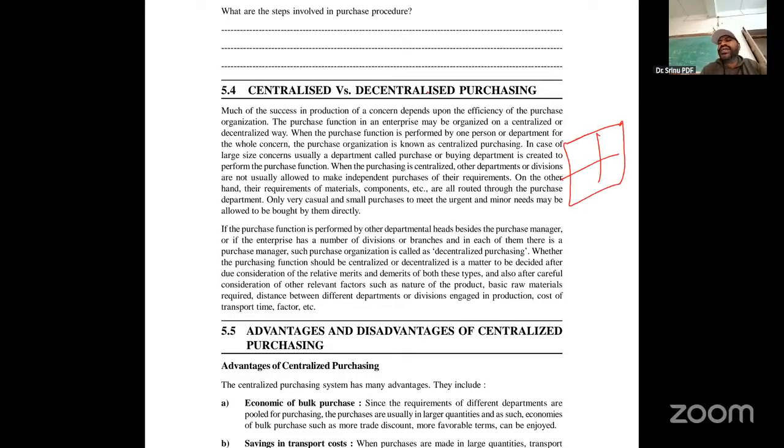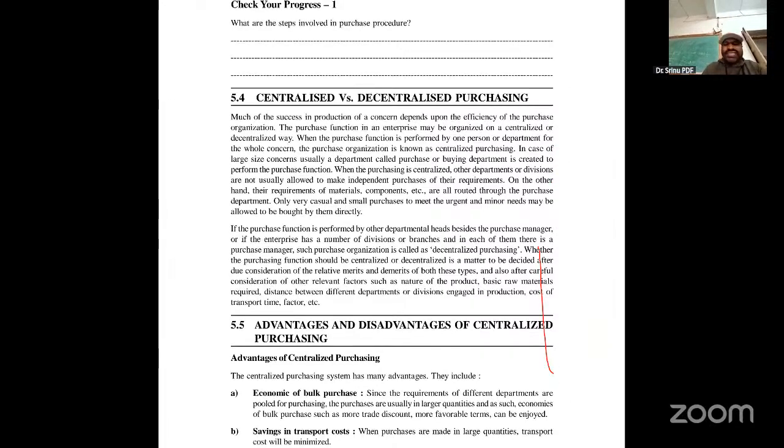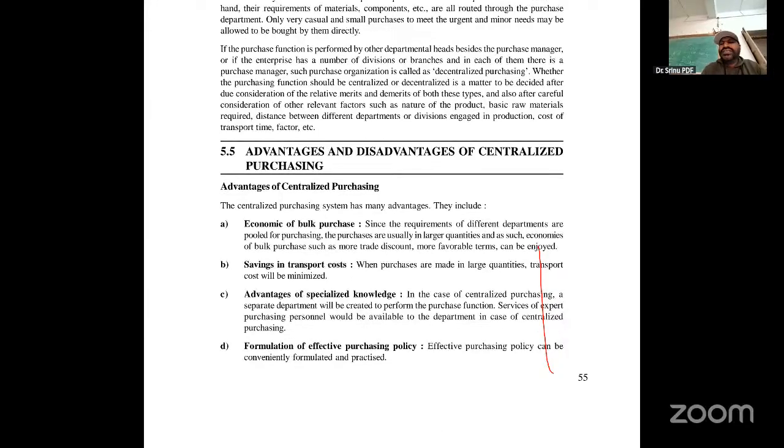Individually they are going to purchase. So however much A department requires, A will purchase. However much B department requires, B will purchase. However much C department requires, C will purchase. However much D requires, D will purchase. So that is decentralized. Is it clear? Next, what are the advantages of centralized purchase?